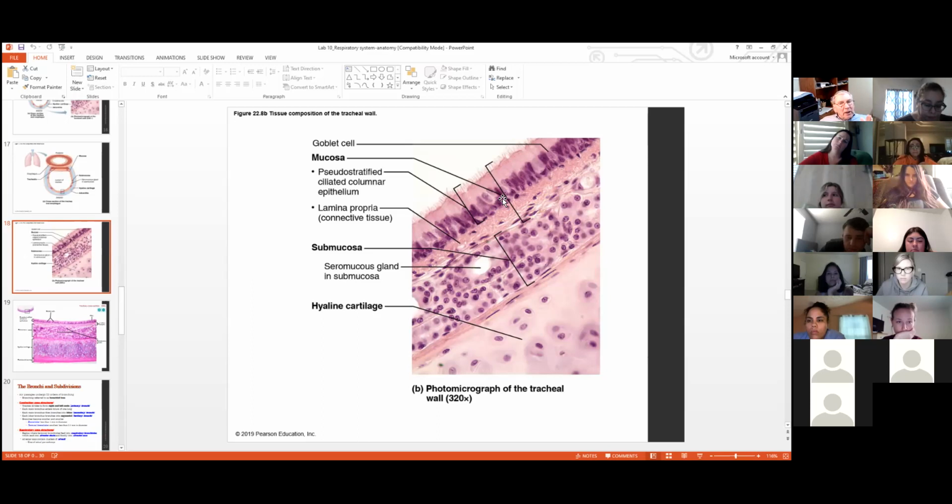But let me tell you the key. The key to finding the pseudostratified tissue is this tissue right here. See, in the respiratory system, you're going to have cartilage beneath these tissues. And in the digestive system, you're not going to have cartilage cells anywhere around those digestive tissues. So the key to finding pseudostratified is to find the cartilage.